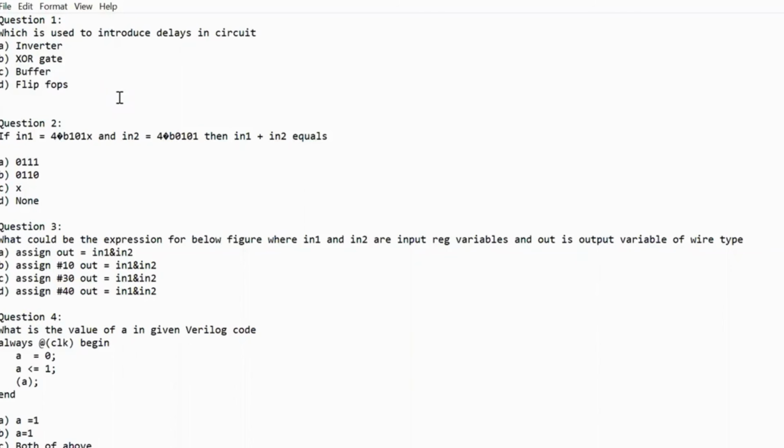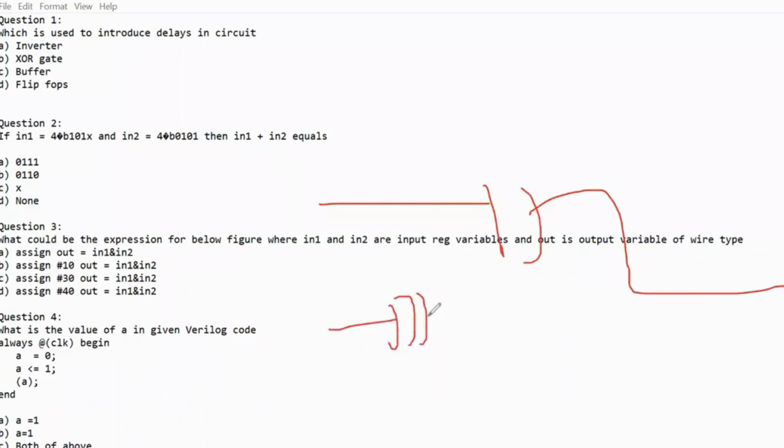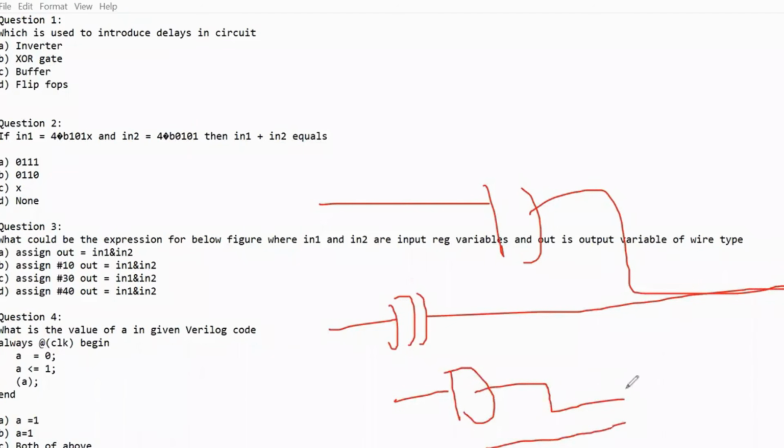That's why wherever you want to match the delay with the remaining signals, like with the remaining parts, suppose here one AND gate is connecting to another input, and here one XOR gate is connecting to another input, and here some AND gate, and the output of the AND gate is given to an OR gate or to another gate.